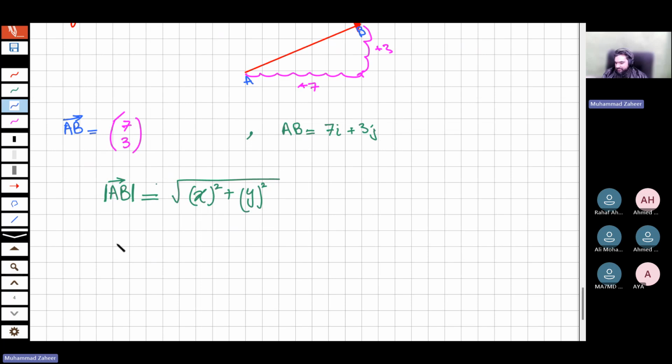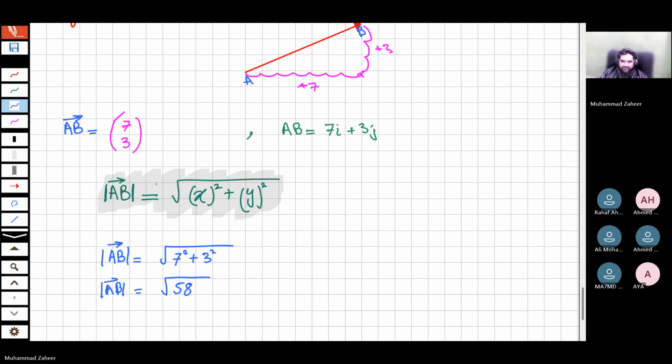For example, in this example, this is the main formula for the magnitude. If you are finding the magnitude, that will be equal to 7 squared plus 3 squared. 7 squared is 49, 49 plus 9 is 58. So the magnitude of vector AB is equal to root 58.